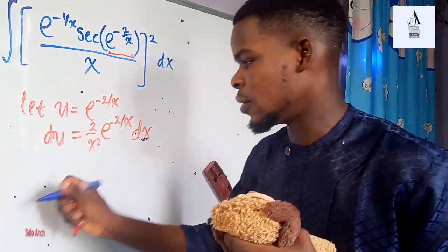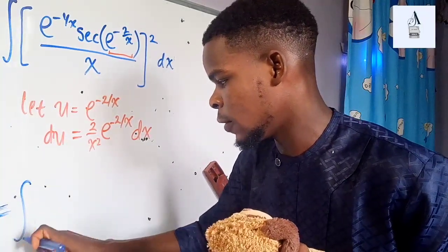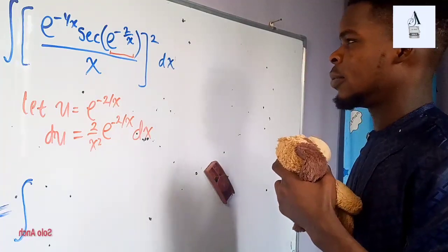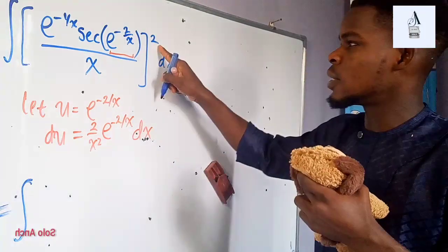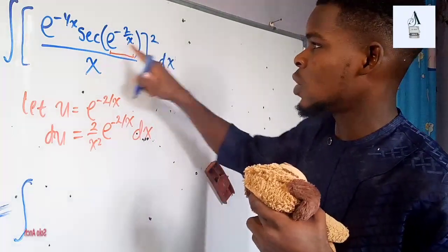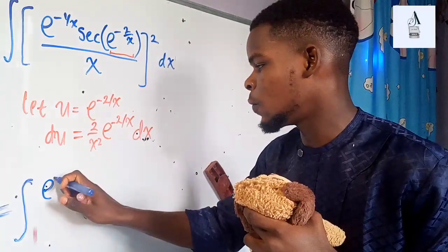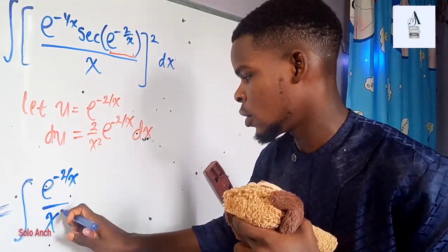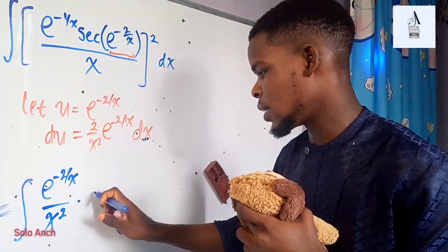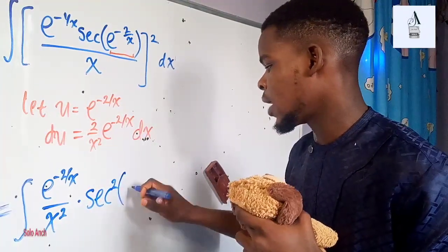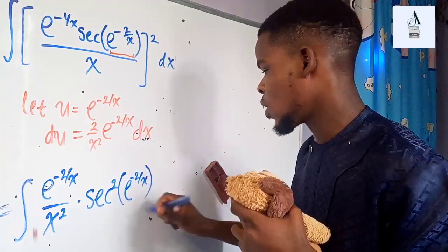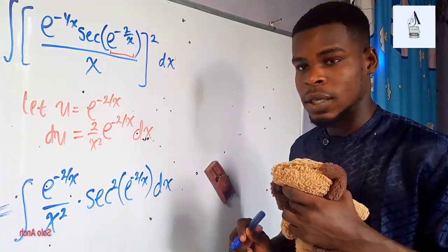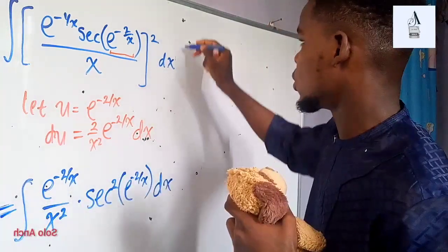Now this integral will become the integral of, let's see this. Let's split the squares to all the terms. The square will be to this, that will become e to the power of negative 2 over x, and then we put the square down here, over x squared. Then we square the secant function, so times the square of secant of e to the power of negative 2 over x. You notice that the square will not enter the domain, rather we are just squaring the function. Very nice. So we put the dx over here. I don't have much room anymore, so let's continue here.